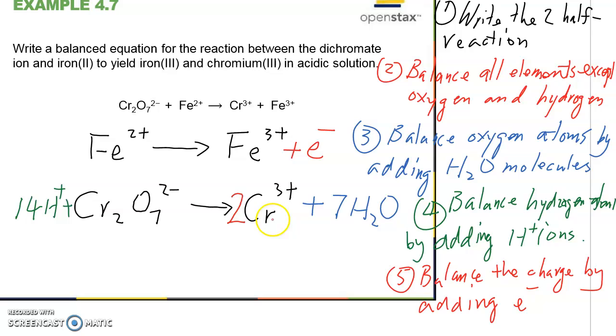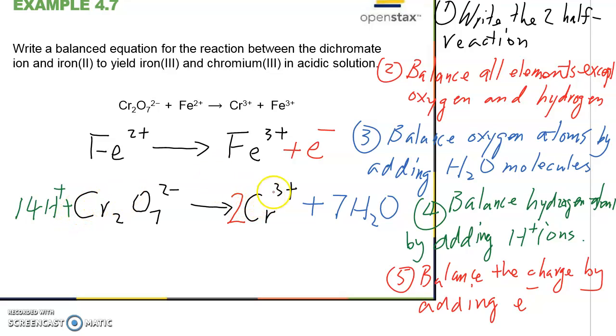All right, so let's look at the other one. What is the charge? On the left side, I have 14 H plus, so I have 14 positive, and I have 2 negative, so the net charge now on the left side is 12 positive.